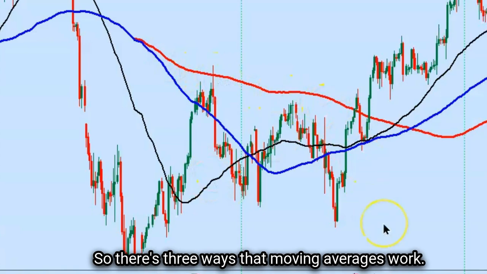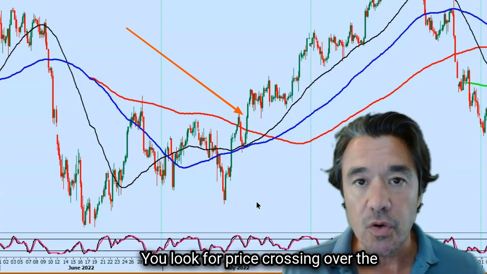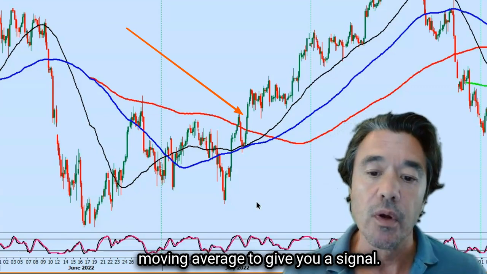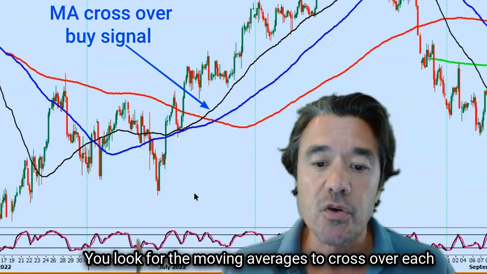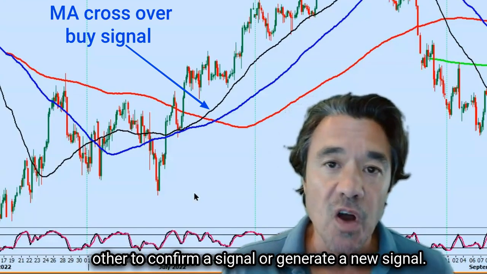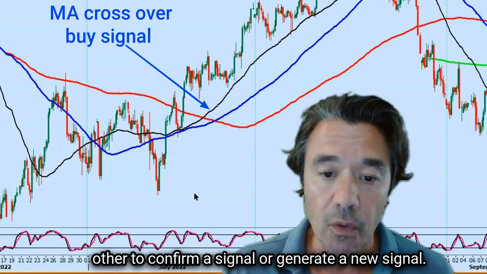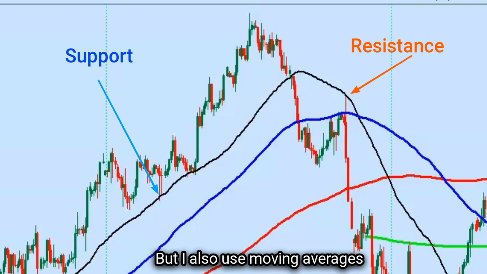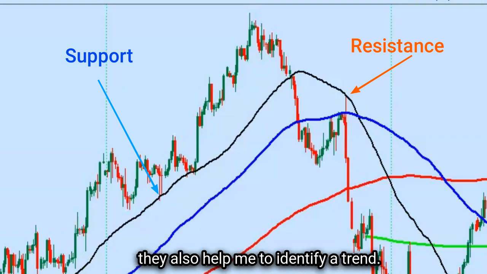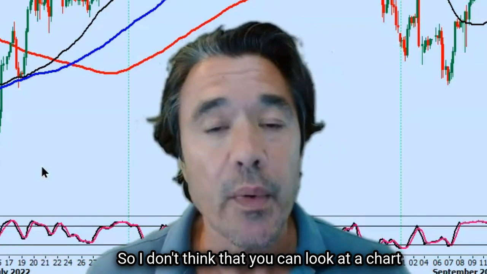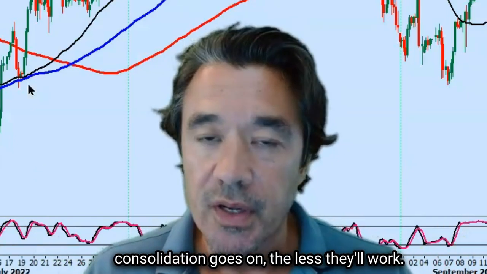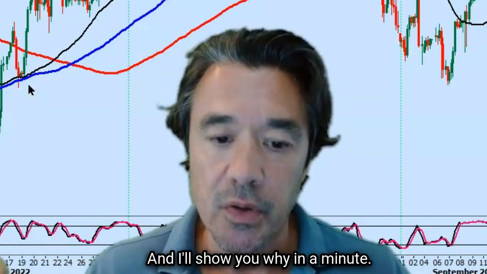So there's 3 ways that moving averages work. You look for price crossing over the moving average to give you a signal. You look for the moving averages to cross over each other to confirm a signal or generate a new signal. But I also use moving averages as support and resistance lines. So they are really very useful. There are 4 clear uses because they also help me to identify a trend. So I don't think that you can look at a chart without a moving average, but the longer the consolidation goes on, the less they'll work. And I'll show you why in a minute.